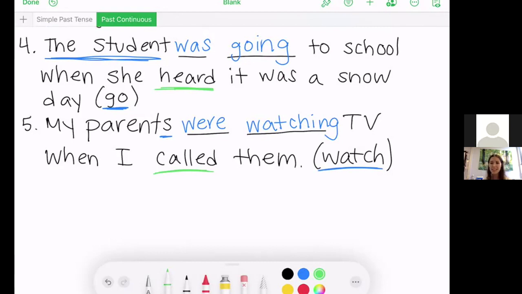We use simple past for the action that took place at a specific time. It shows very precise details. That's simple past. If we're describing something that started and continued for a short amount of time to describe what we were doing, then that's when we would use the past continuous.